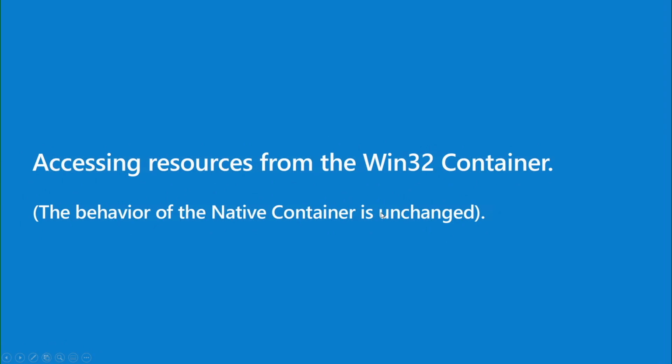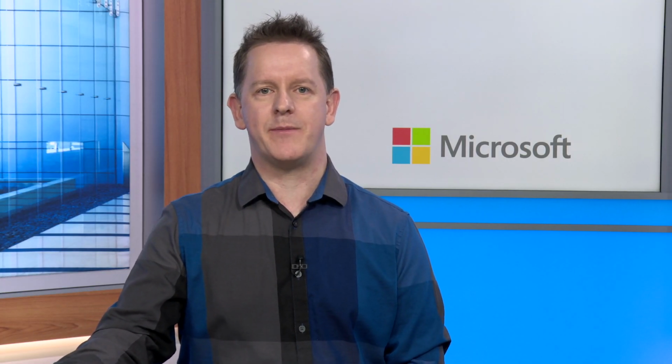So that was just a quick demo of how the processes are separated between the host and the guest, and we'll return to these apps later. So now let's talk a little bit about accessing resources from the Win32 container. Now, if you have an application that's already running in a native container, a UWP app, nothing has changed for you. So the way that your apps access resources still stays the same in Windows 10X.